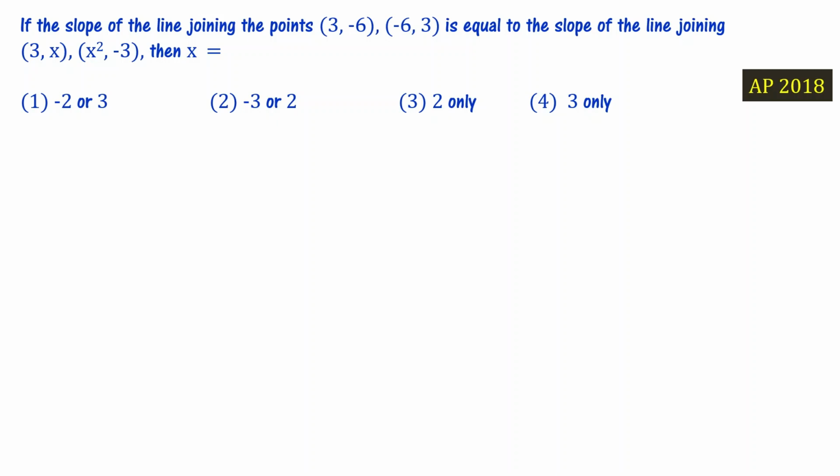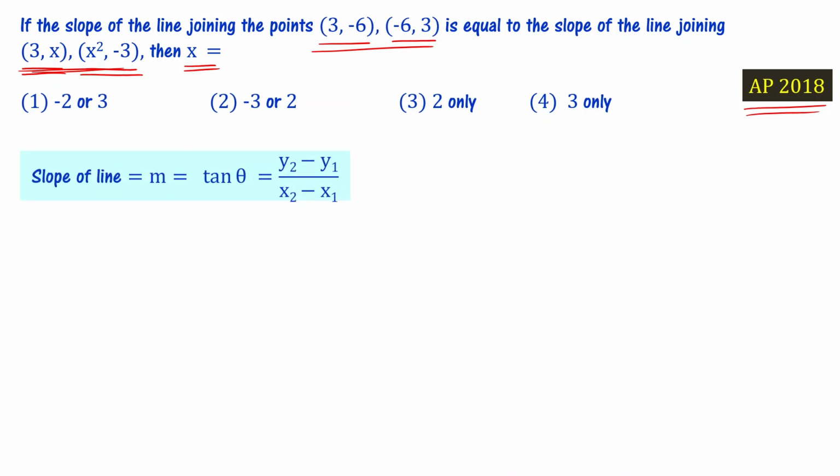If the slope of the line joining the points (3, minus 6) and (minus 6, 3) is equal to the slope of the line joining the points (3, x) and (x squared, minus 3), then what is the value of x, they asked. This is a question given in AP POLYCET 2018. That means we have to find the slope for these two points. Using that slope you find the value of x from these two, right? That means we have to use the slope of the line formula 2 times. What does the slope of the line formula say? m equal to (y2 minus y1) divided by (x2 minus x1).